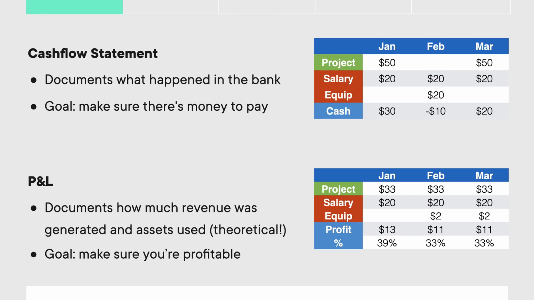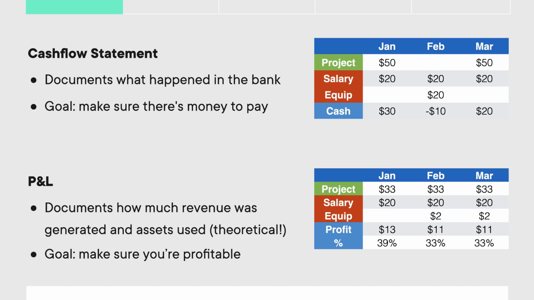In a P&L, what we're thinking about is that we had a $100 project that took us 3 months to do. Basically, that means that our work, our time, our asset, generated $33 of revenue every month.